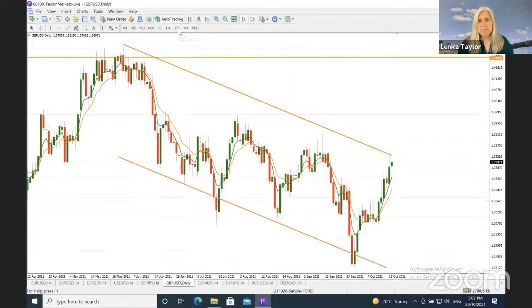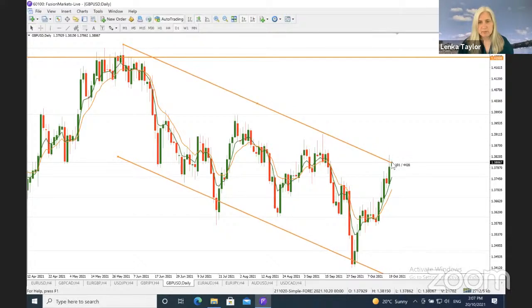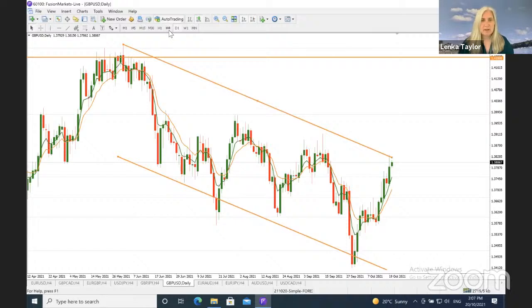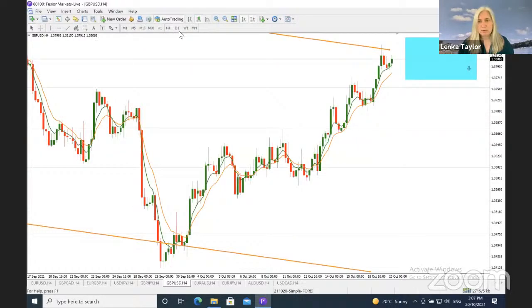So on the daily, we have just got up to that top of the channel there. So now looking for a reversal. If there is one around this area, then I would be looking for short.